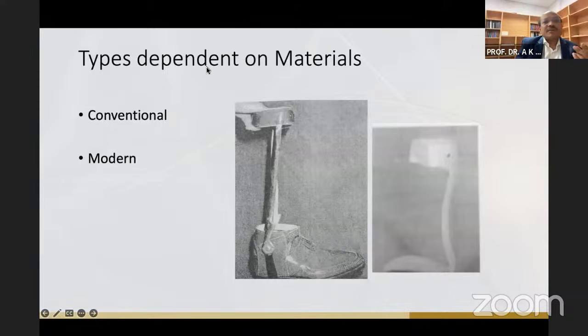Now, the type depends on the material. It may be a conventional, classical orthosis. You can see this is the ankle foot orthosis. These components: this is the interface, the part which connects the orthosis with the body. This is basically the belt, known as the interface. Next, this is the aluminium bar, and this is the boot. As it crosses the malleoli, this is a boot, and this is a joint also. So this is a conventional or classical ankle foot orthosis.